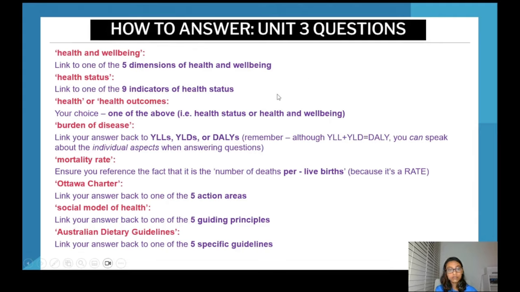How to answer Unit 3 questions. In our last 10 minutes, we're going to go over how to answer certain questions from the different areas of study and also general exam tips as well. So we've got health and well-being questions linked to one of the 5 dimensions. We've got the indicators of health status for health status questions, and BOD is the YLL, YLDs or DALYs. DALYs is the addition of those, so the sum. And then just have a read of what your go-tos are for all of these types of questions and what you should link to and refer to.